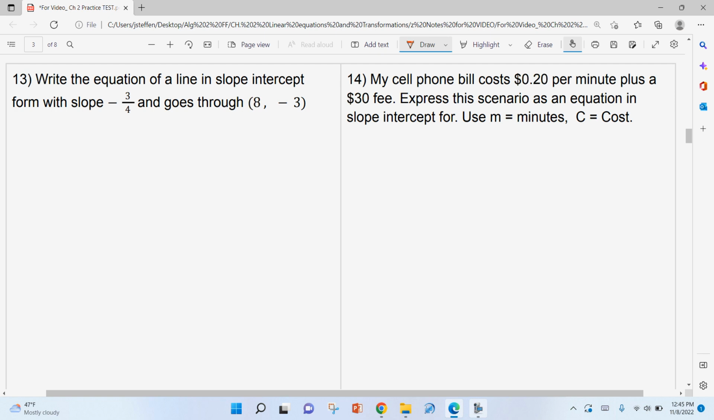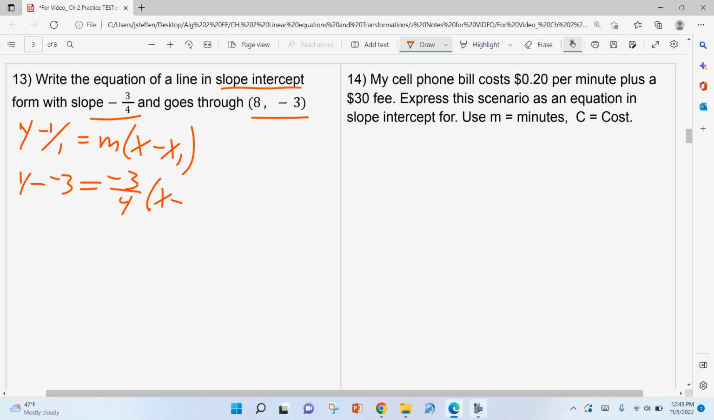Number 13, write the equation of a line in slope-intercept form with a slope of -3/4 that goes through this point. This is one where we have two different ways of doing it. The way I've been showing you is point-slope form: y minus y1 is equal to m times x minus x1. So I have y minus my y1, which is -3, equal to my slope, -3/4, times x minus x1, which is 8.